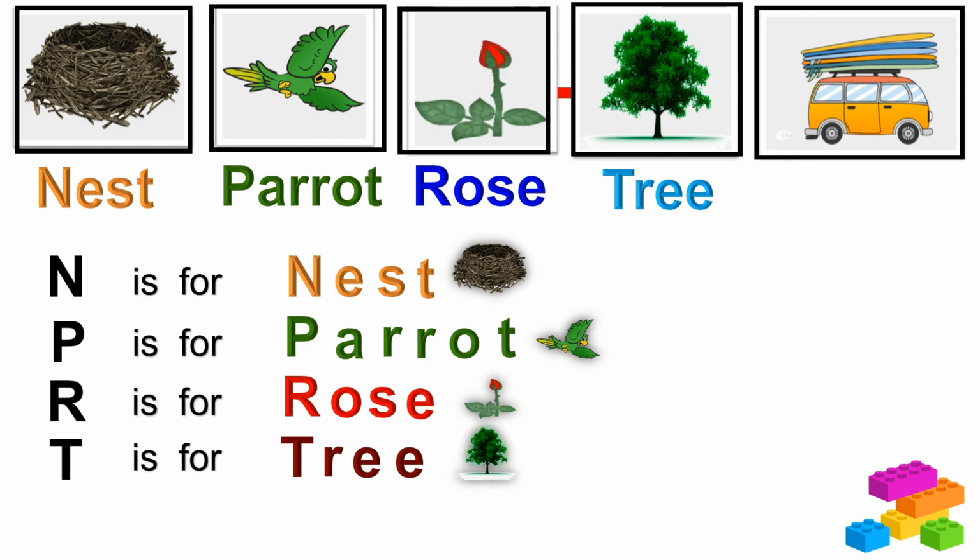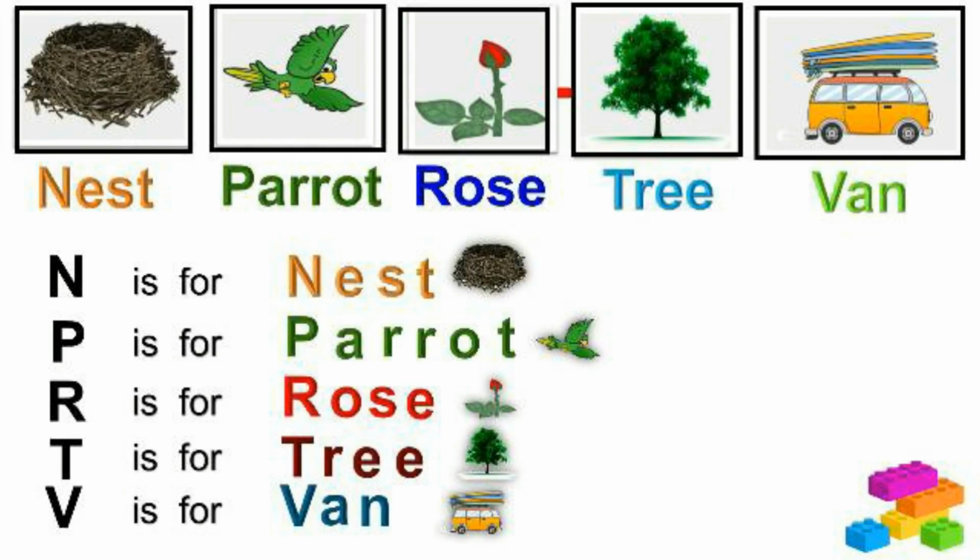Fifth picture is van. So children, what is the first letter in van? Yes, V. So, say with me. V is for V A N, van.